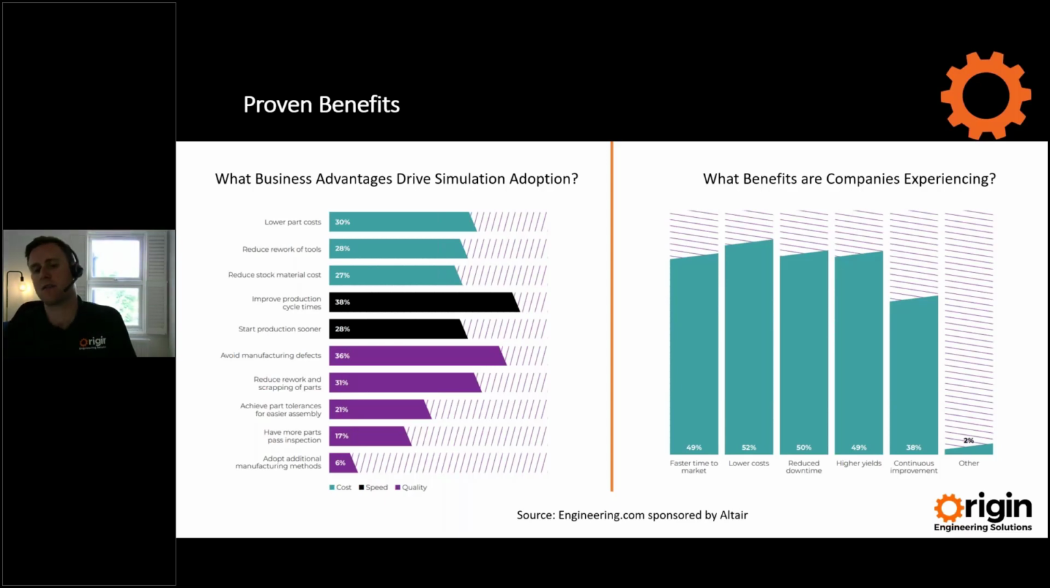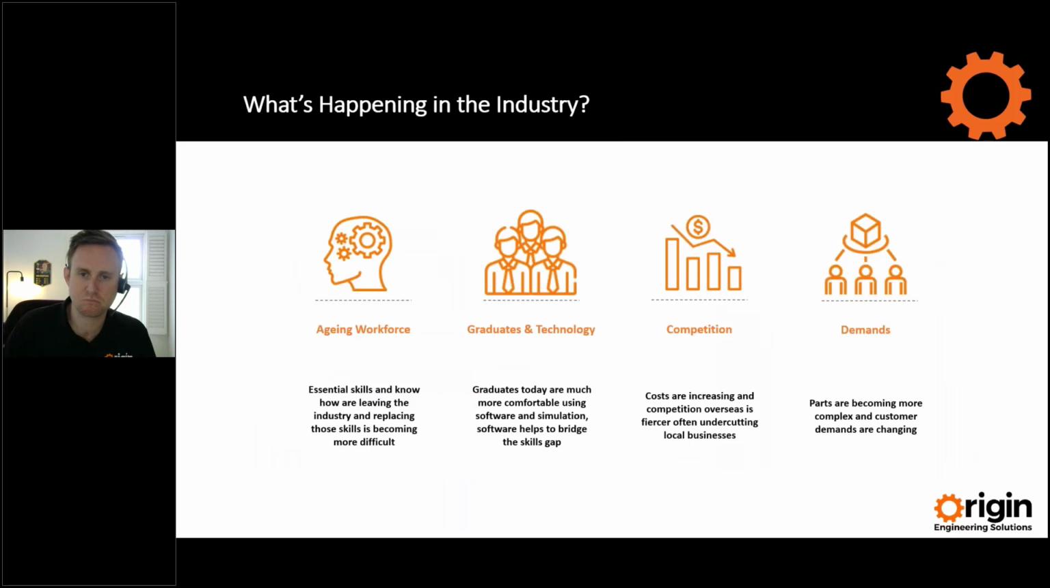On the right hand side, you can see what businesses actually got, what they realized after implementing the product. Over half are reporting a reduction in cost and 48% are enjoying a higher yield. So we're not making these benefits up, they are proven. This might be something useful if you're trying to get your business to invest for the first time.